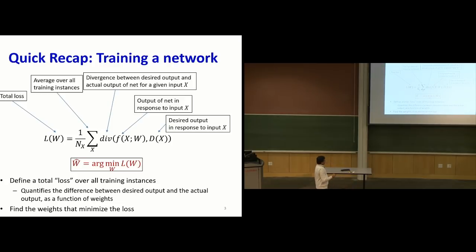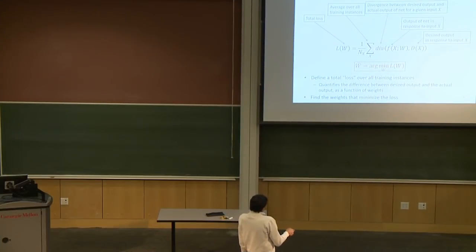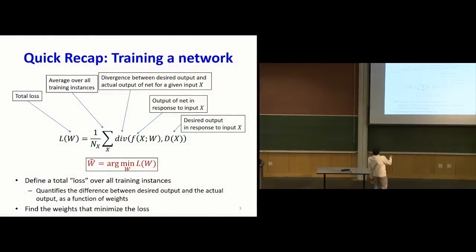So we will optimize our network parameters by minimizing this loss. So this is a total or an average loss over all training instances, which quantifies the difference between the desired output and the actual output of the network as a function of the weights. We find the weights that minimize this loss.